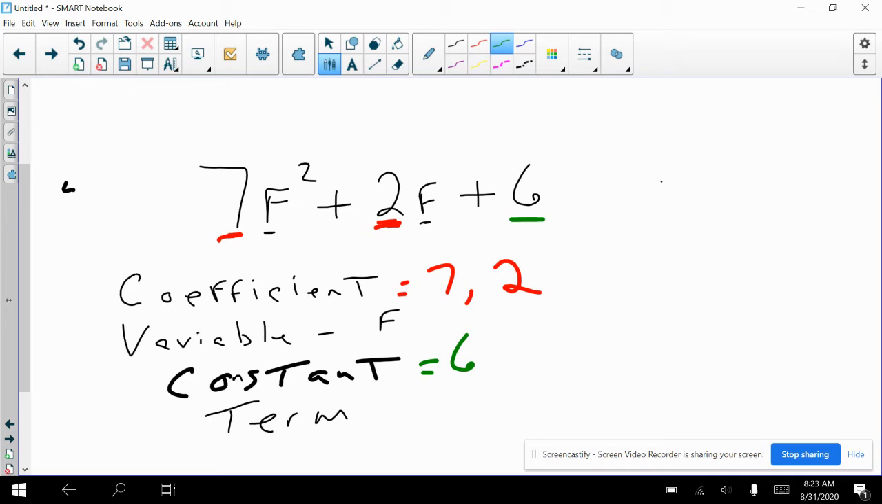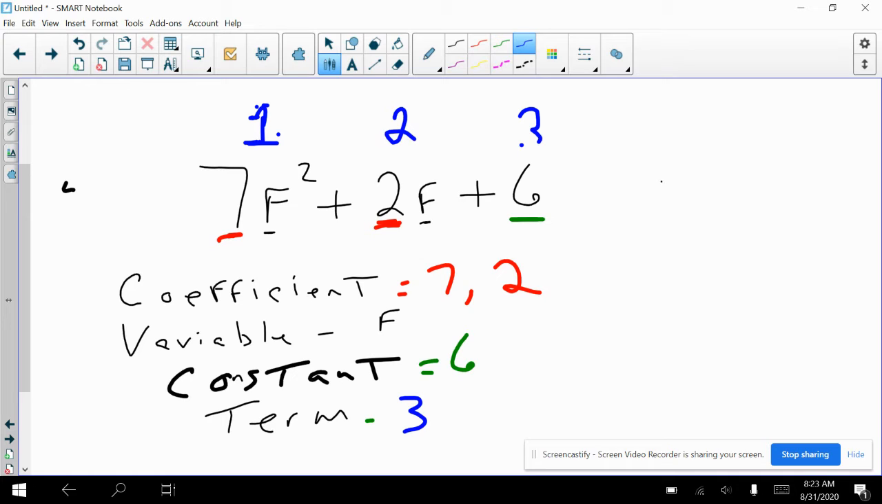Okay, the term. The questions are going to be how many terms are in that expression? And you're going to say 3. There's 1, there's 2, there's 3. They're all terms. 7f squared is a term. Anything that is together before an operational symbol or after one is considered a term. Does that make sense? So there we have 3 terms.